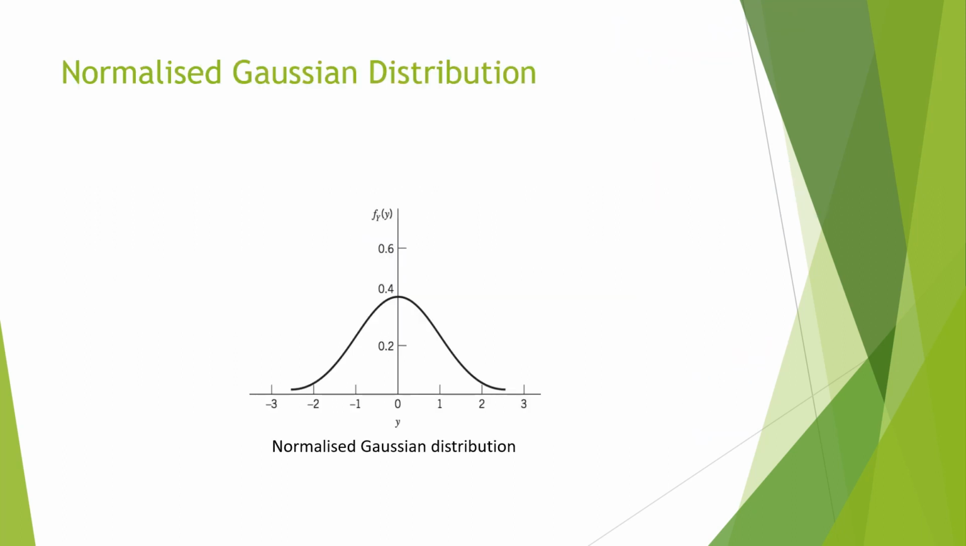I rewrite the equation for the normalized Gaussian distribution, that is, the PDF of the normalized Gaussian distribution f(y) = 1 by root 2 pi exponential minus y square by 2. This is the PDF of the normalized Gaussian distribution. And if you draw it, the diagram looks like this, in which the mean value is 0 and variance is 1. So this is the diagram of the normalized Gaussian distribution.